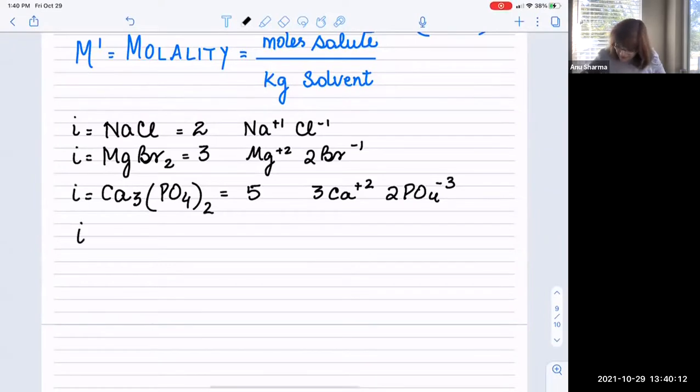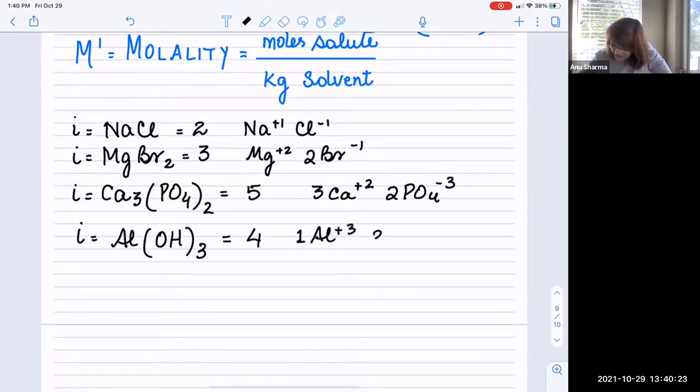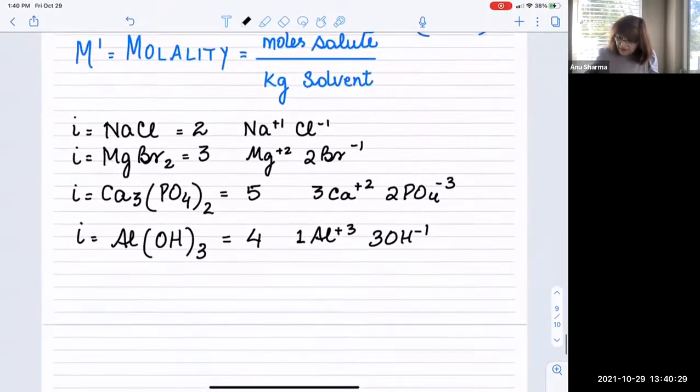Then if you have, for example, Al(OH)3, this is 4, which means 1 of aluminum with +3 charge and 3 of hydroxides with -1 charge. All right, so this is the way you get the value of i.